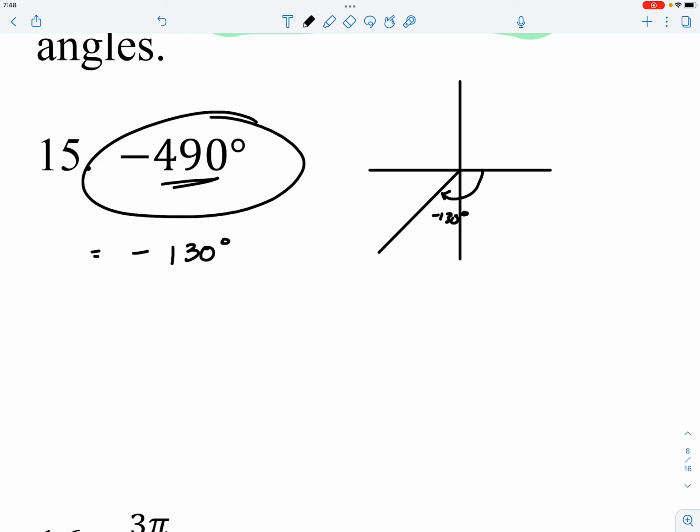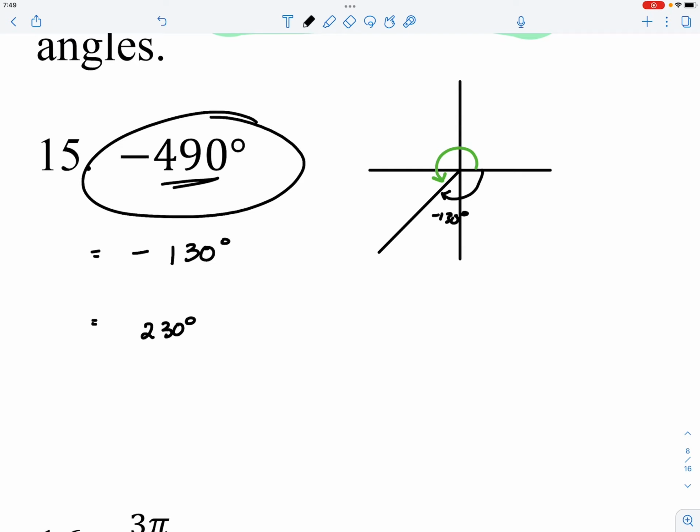Okay. Now, of course, we can go in the other direction. We can go in this direction. So we say, well, what about that? It should be somewhere in the third quadrant. So we can just add 360 to the 130, which gives us positive 230 degrees.